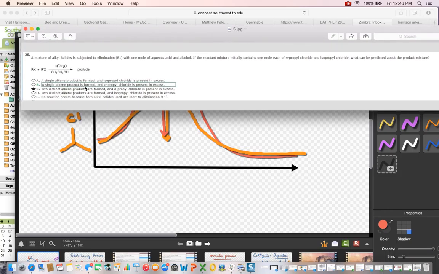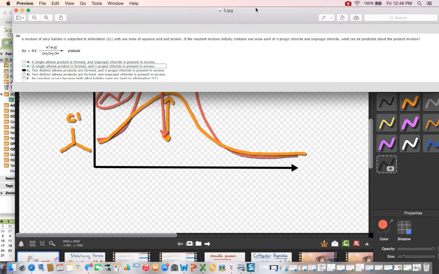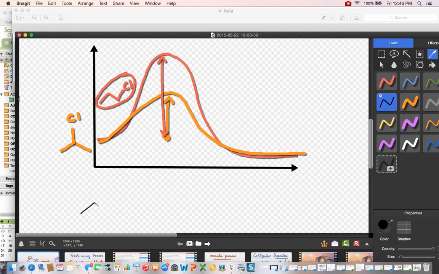A single alkene product is formed and N-propyl chloride is present in excess. You cannot form via the E1 mechanism two different products with this reaction, because when this eliminates, you get the same product as when this guy eliminates. There's only one product.